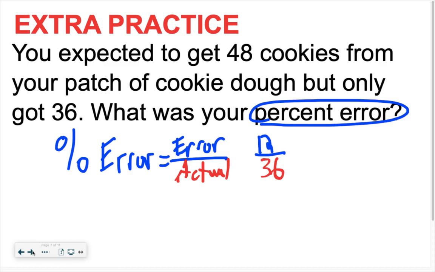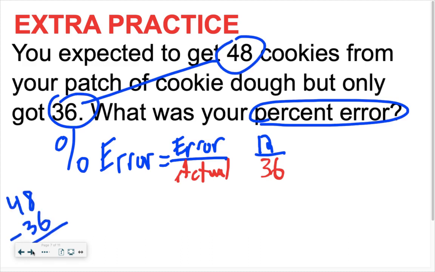But again, I invite you, where'd the 12 come from? I expected to get 48, but I only got 36. So that's not very good if I am trying to make cookies for my business, Crumble Cookie, or whatever have you, just bake sale, or just as a side gig. If I'm supposed to get 48 cookies and I only got 36, I have a percent error there.